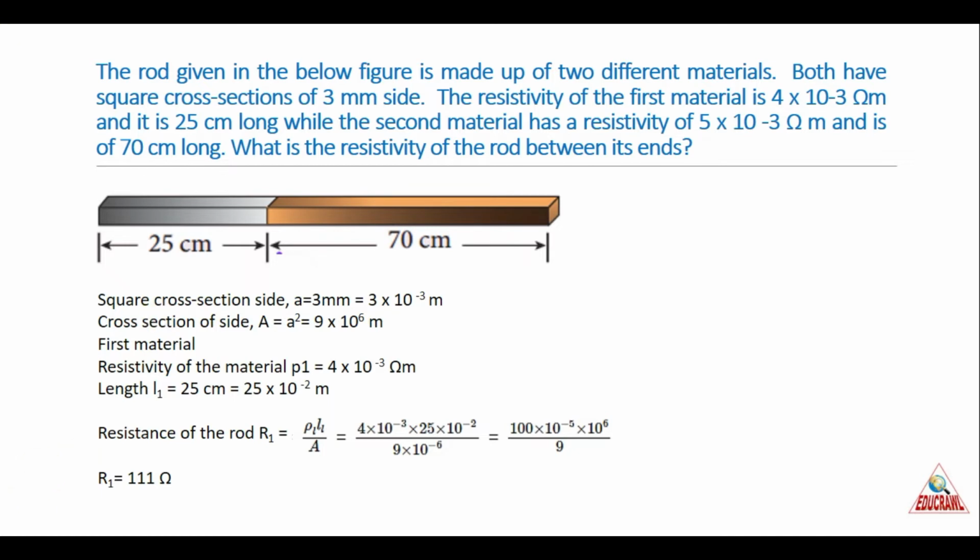So for the first material, the resistivity is given as ρ1 is equal to 4 into 10 power minus 3 ohm meter. The length is given, area of cross section, square cross section side, every data is given.